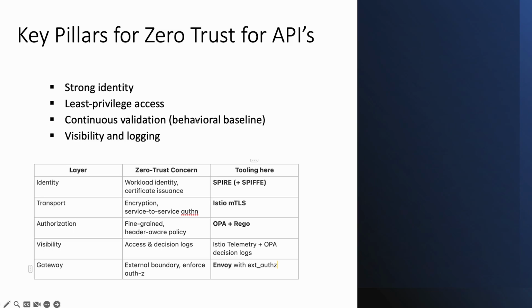Oh, and regarding tooling, for identity, I've used Spire and SPIFFE standards. For authorization, I've used OPA and some basic Rego policies. And for transport, I've used the Istio Service Mesh Gateway, which helps in implementing mTLS.